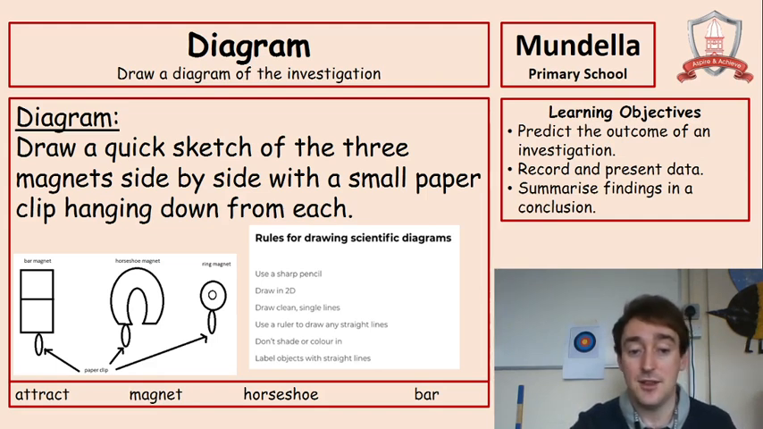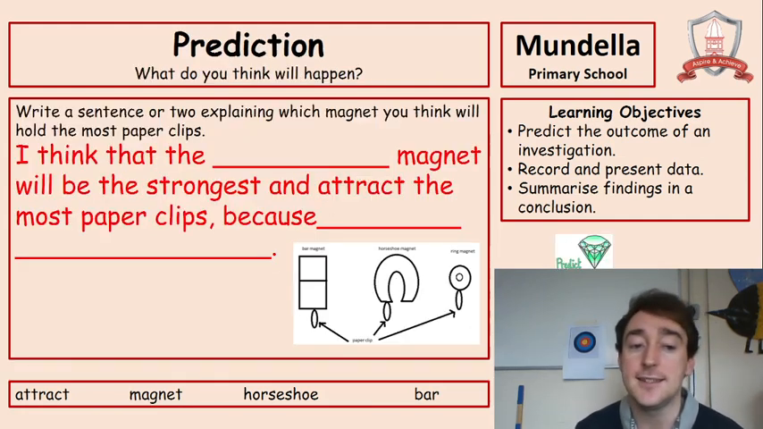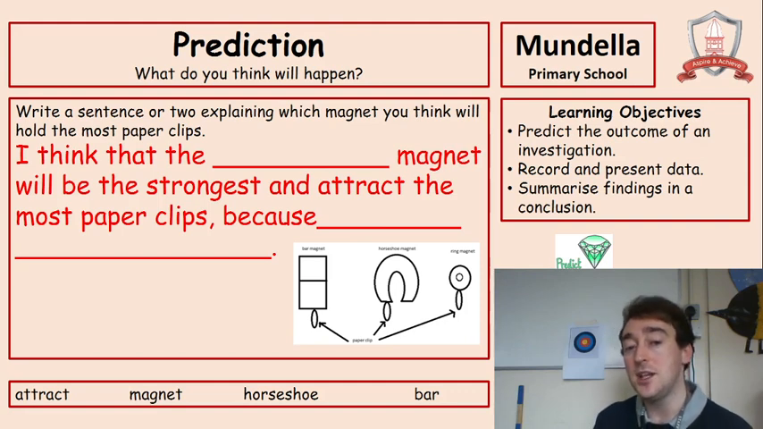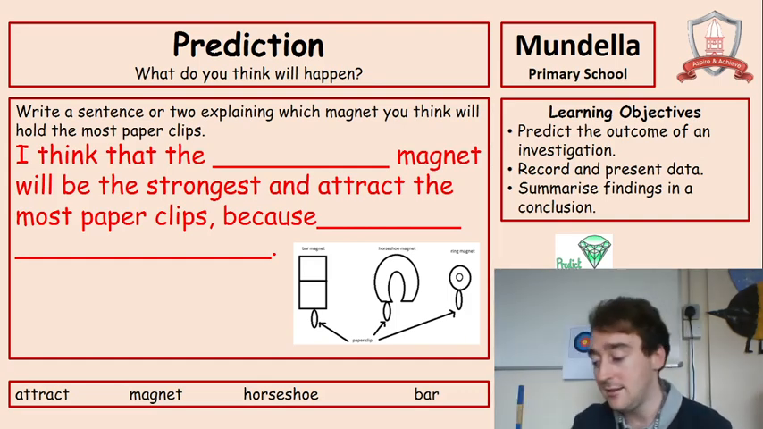And we shall move on in 3, 2, 1, go. Right, prediction. We need to write a sentence or two explaining which magnet you think will hold the most paper clips. So do you think it will be the bar magnet? I don't know. Will it be the horseshoe magnet? Or will it be the ring magnet? You need to fill that in.